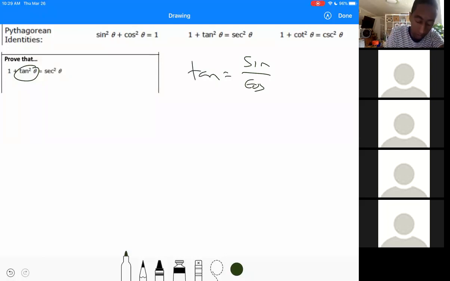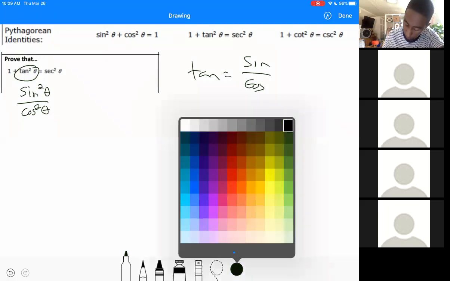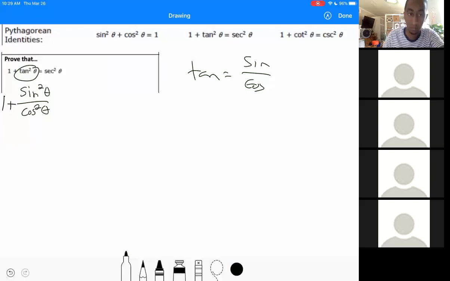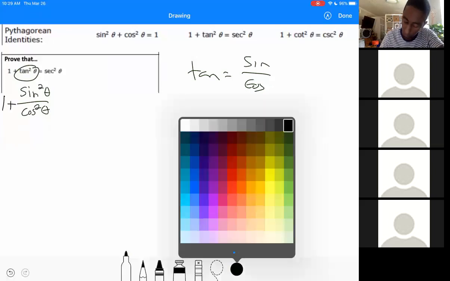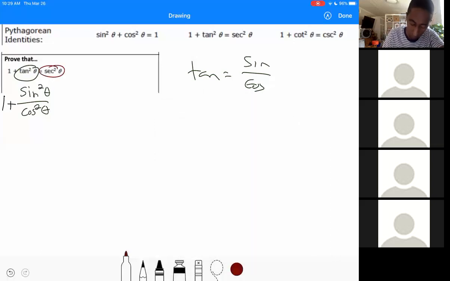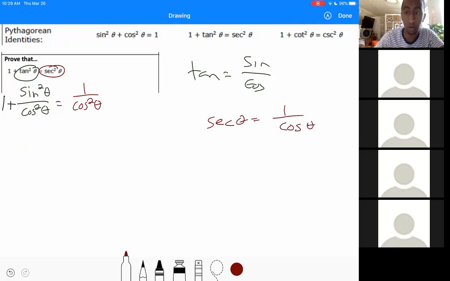And so we can rewrite this as, it's squared, so it would be sine squared of theta over cosine squared of theta, okay? And we still have this 1 over here. Then we have the secant squared of theta. What identity can we use to rewrite secant squared of theta? 1 over cosine squared of theta. Very good, because secant of theta is equal to 1 over cosine of theta, right? That was a reciprocal identity.